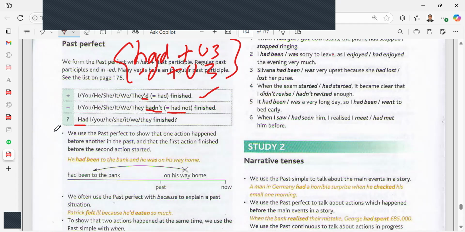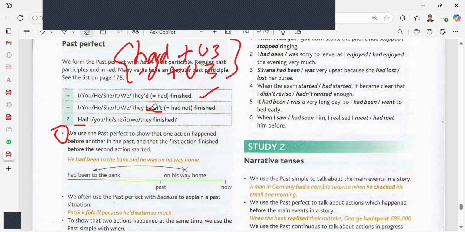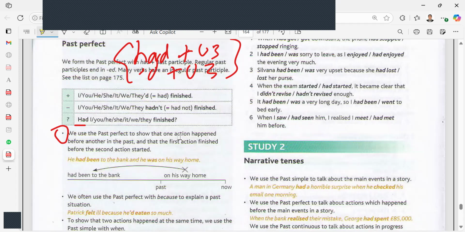What about the functions? Why do we need the past perfect, Jude? Focus with me. Why do we need past perfect? In unit 13, we learned how to use present perfect. Now, in this unit, we need to be more familiar with how to use the past perfect. Why? If you have two actions in the past, the first one should be in the past perfect.